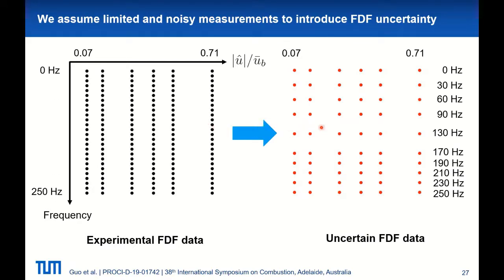Second, we assume for gain at each measurement location, the measurement uncertainty follows a normal distribution, with the mean being the original experimental value, and the standard deviation being 10% of the mean. For phase, we also assume measurement uncertainty at each location, which also follows a normal distribution with the mean being the original experimental value and the standard deviation being 5% of the mean.